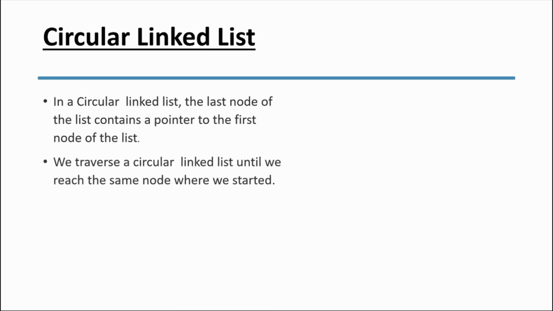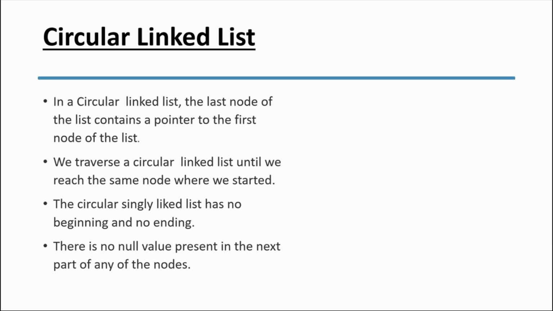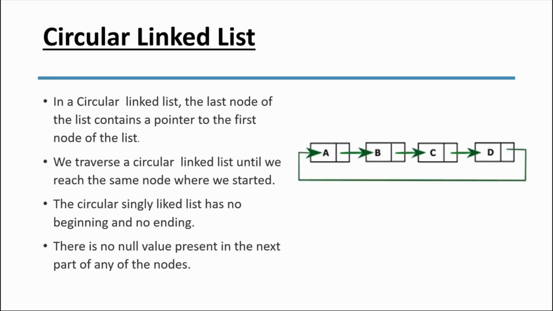So we traverse a circular linked list until we reach the same node where we started. Since it is a circular linked list, there is neither a beginning nor an ending to it. So therefore there is no null value present in the next part of any of the nodes. So this is an example of a circular linked list, as we can see that the pointer of the last node is pointing to the first node again.